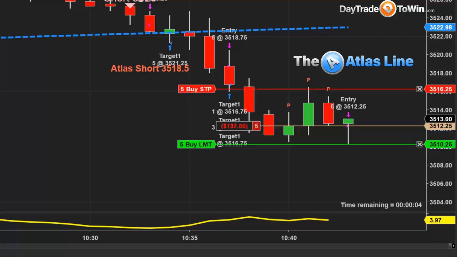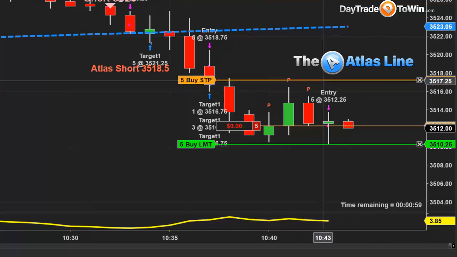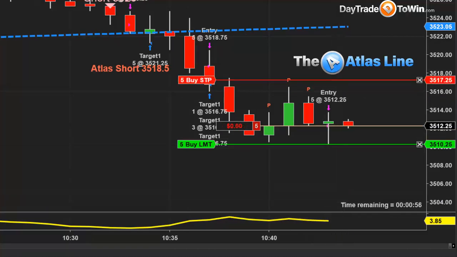Order filled. Okay, so I got the exact fill here that I wanted based on that pullback signal. I didn't chase it, which is important. You always want to get a better price. Don't ever chase the market. Bad fills do occur, especially with market orders if it's a fast moving market, but please don't chase it and get a bad fill.